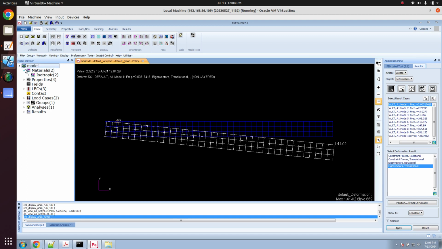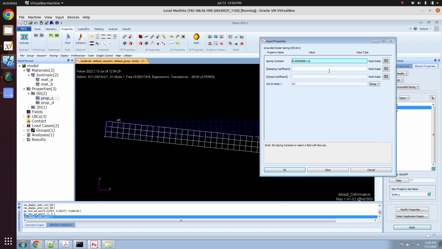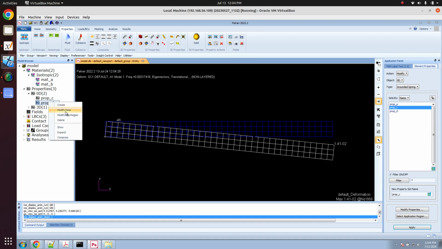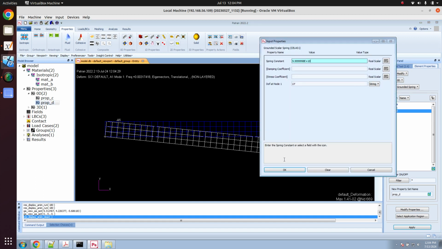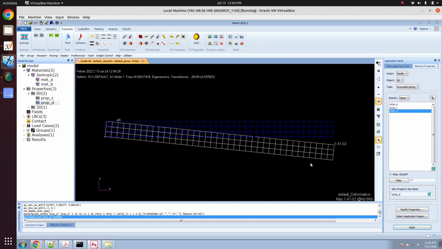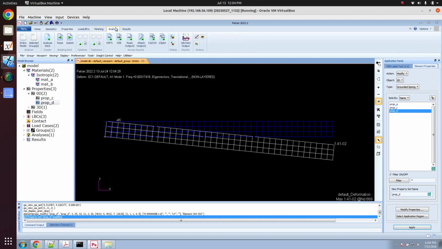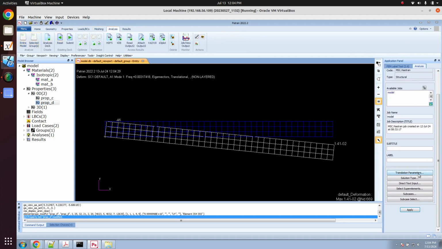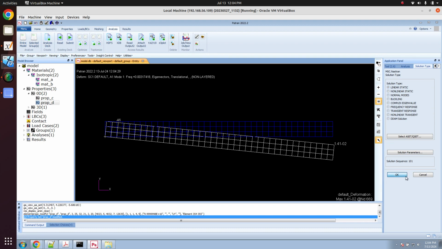Then I go back and look at the 0D stiffness. Let's go ahead and copy this and replace the old stiffness. Click OK and click apply. And now let's go ahead and rerun this with a linear statics analysis.